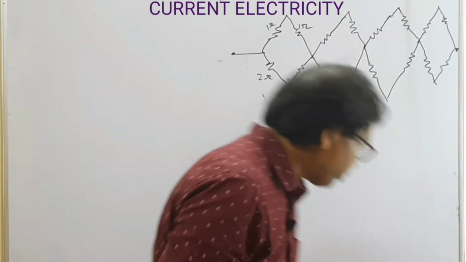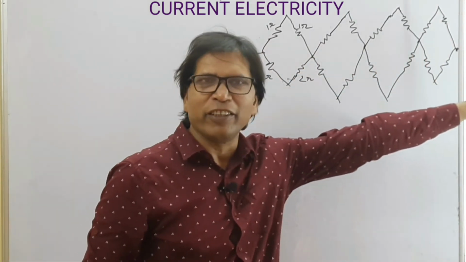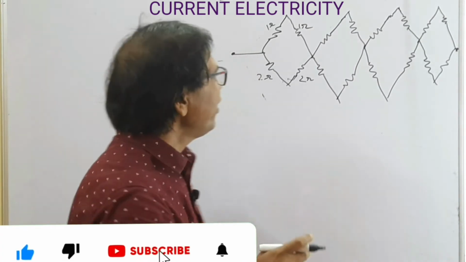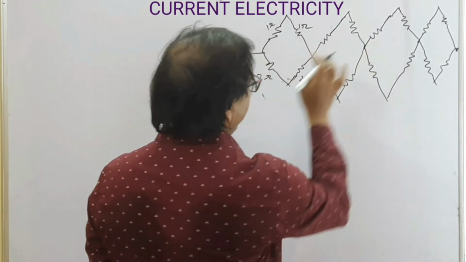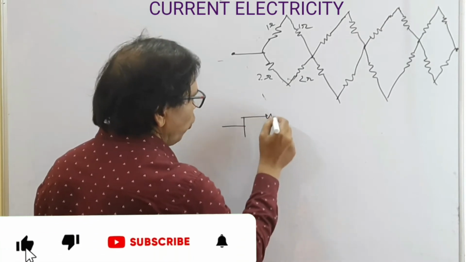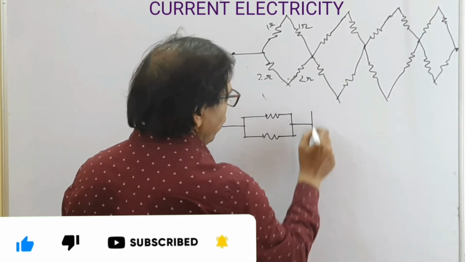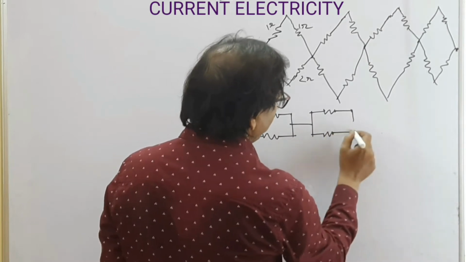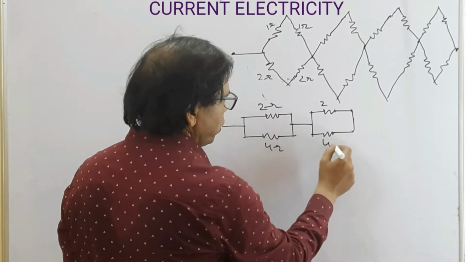Now next, look at this: 1 ohm, 1 ohm, 2 ohm, 2 ohm are connected in this way. We have to calculate the equivalent resistance. The 1 ohm and 1 ohm are in series, and the 2 ohm and 2 ohm are in series. So the combination becomes 1 plus 1 is 2, and 2 plus 2 is 4. So this is the 2 ohm, this is the 4 ohm, this is the 2 ohm, this is the 4 ohm.